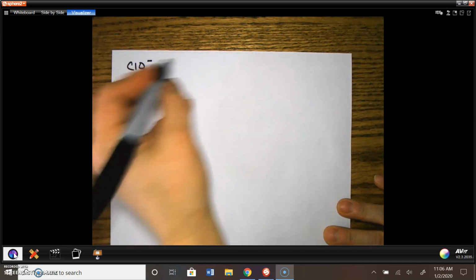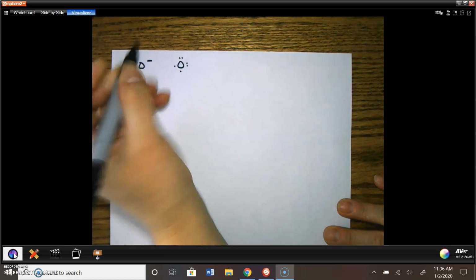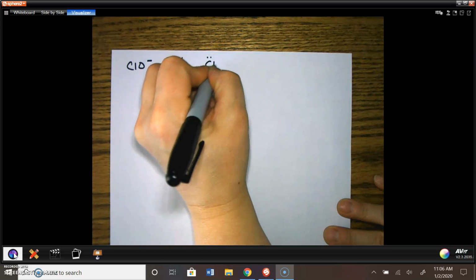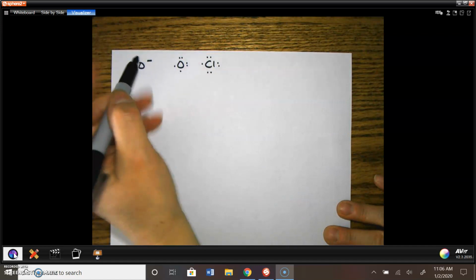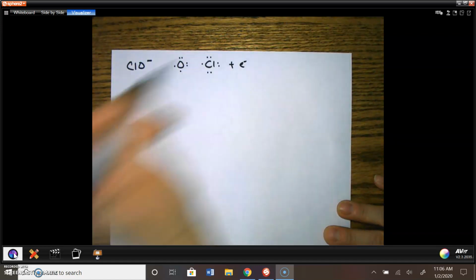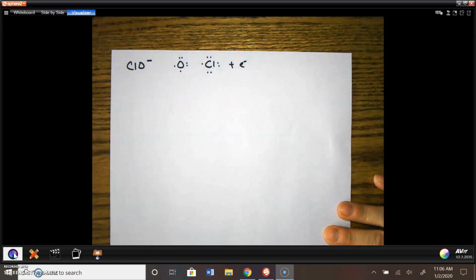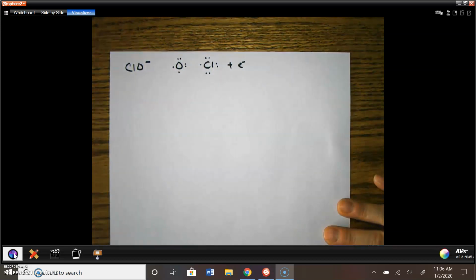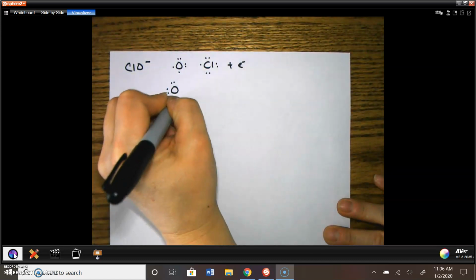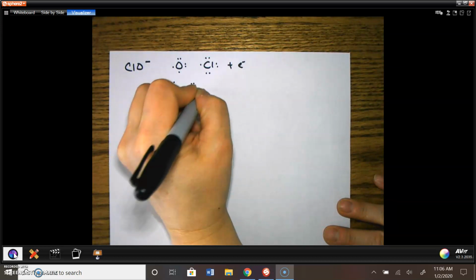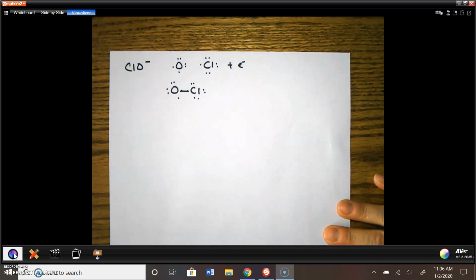Okay, so again, oxygen has 6, chlorine has 7, but this minus means I have an extra electron. So I have 6 plus 7 is 13. I have 14 electrons to work with now, technically. All right, so hopefully it makes sense that I'm going to stick a bond between oxygen and chlorine, okay?